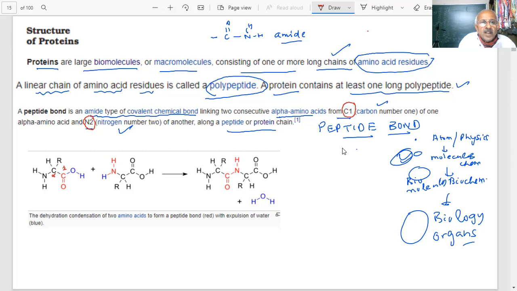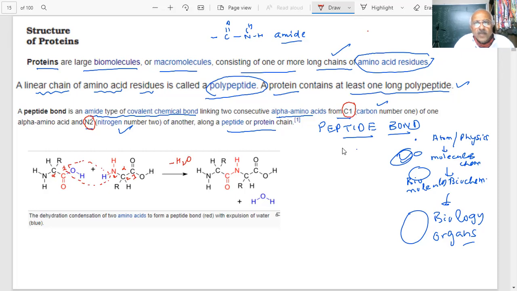This is carbon 1. And here, this is carbon 2, that is what we call the alpha carbon. And this is then nitrogen 2, students. This H and OH, what are they doing, students? What is happening? They are losing H2O, combining. And you can see here the bond. This is the linkage which we call a peptide bond.